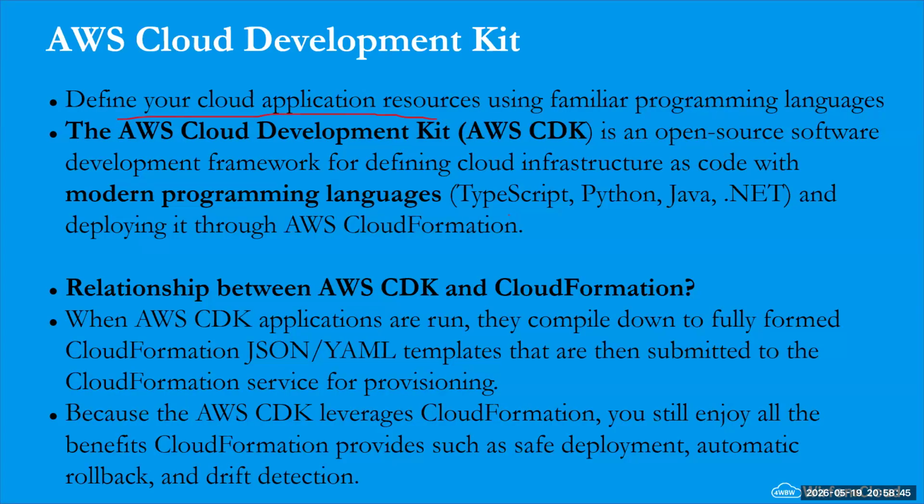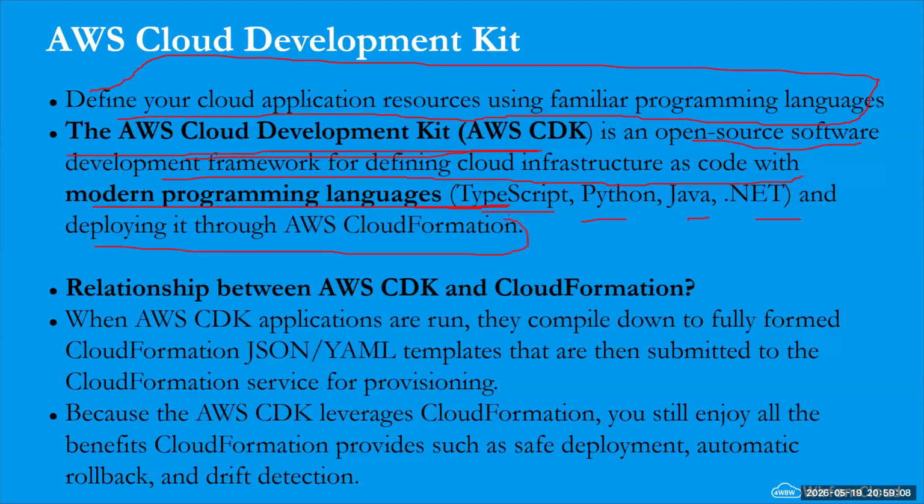So you define your application resources using the familiar programming languages that you have. The AWS Cloud Development Kit is an open source software development framework for defining cloud infrastructure as code with modern programming languages. It can be TypeScript, Python, Java, or .NET, and then it will deploy it through CloudFormation. So the relationship between the AWS CDK and CloudFormation: when CDK applications are run, they compile down to fully formed CloudFormation YAML templates that are then submitted to the CloudFormation service for provisioning.